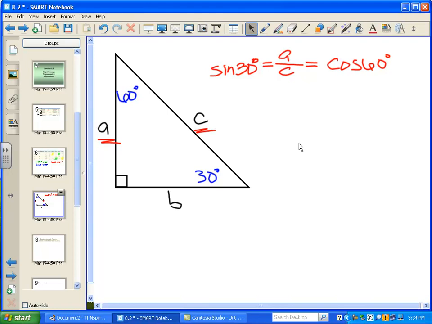Look at the tangent of 30. The tangent of 30 degrees is the same as the cotangent of 60. Well, if I look at the tangent of 30, it is opposite over adjacent. And if you take the cotangent of 60, that's adjacent over opposite, or A over B in both cases.